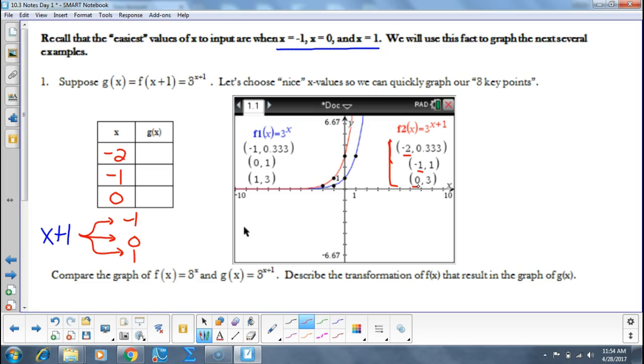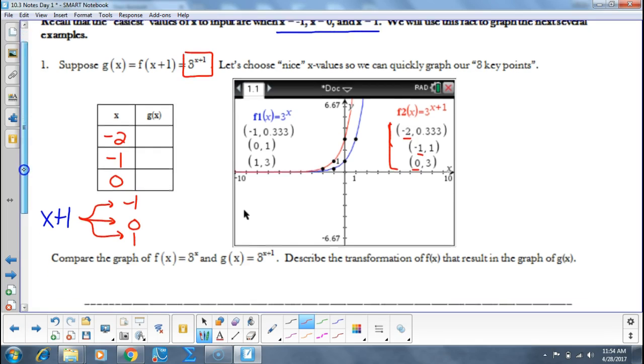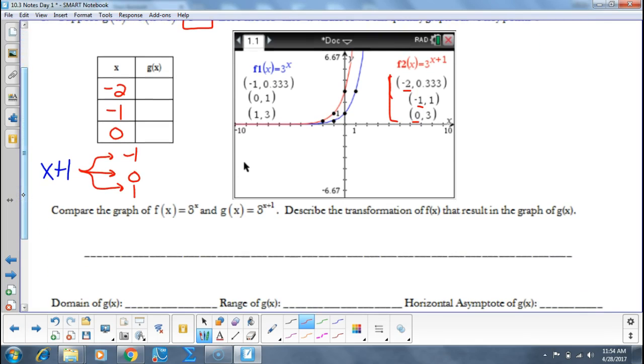Now, what happens to those two graphs? So the blue graph was my original parent function. The red graph is this 3 to the x plus 1 power. And what happened? Well, we horizontally shifted that graph one spot to the left.